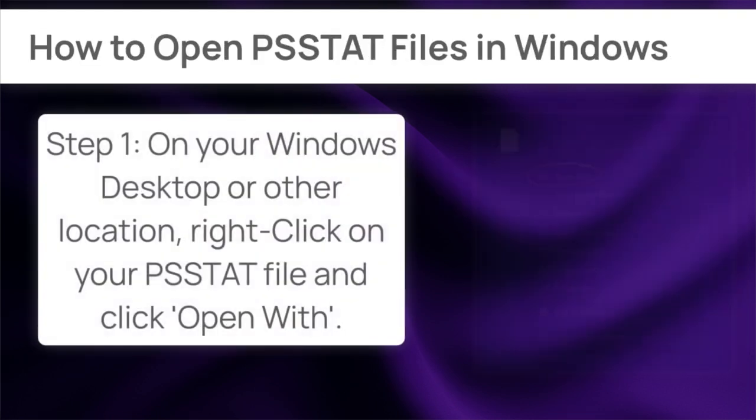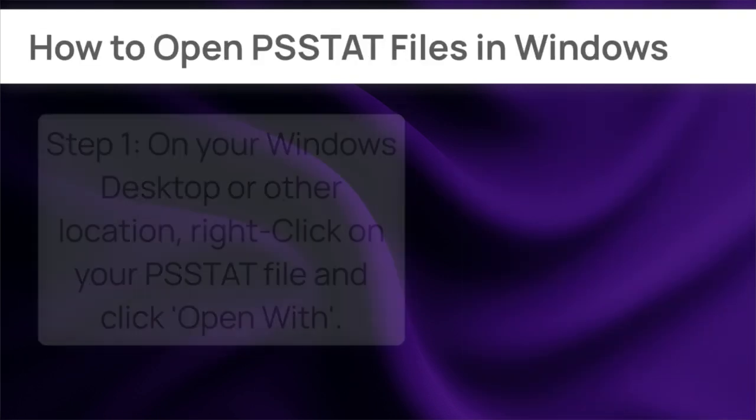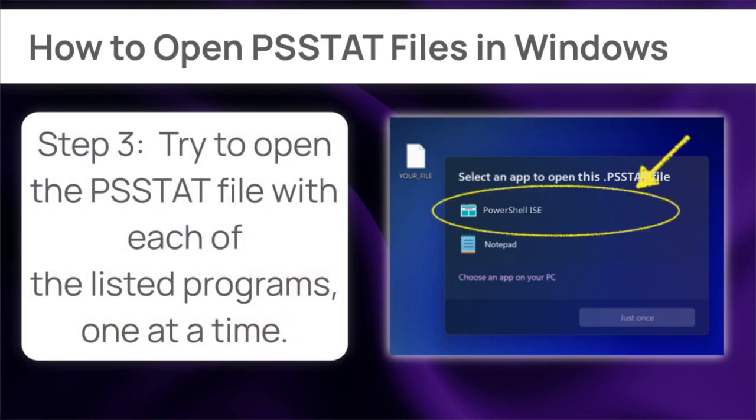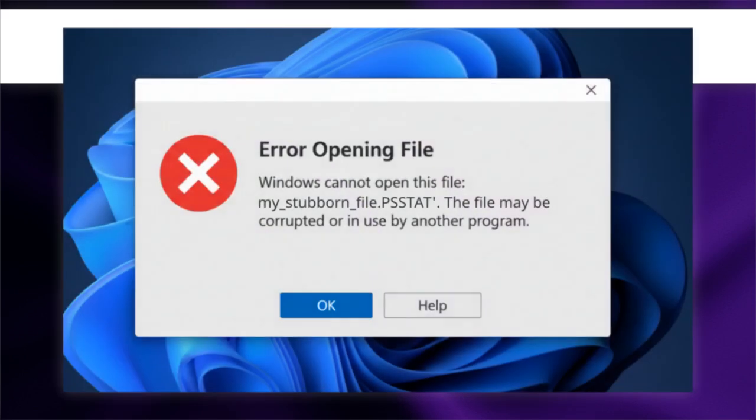Your reliable starting move is the Open With action. Right-click the PSSTAT file and select Open With. If PowerShell ISE is installed, use it. If not, choose another program. We must find the app that associates the file. We've established this file is difficult.